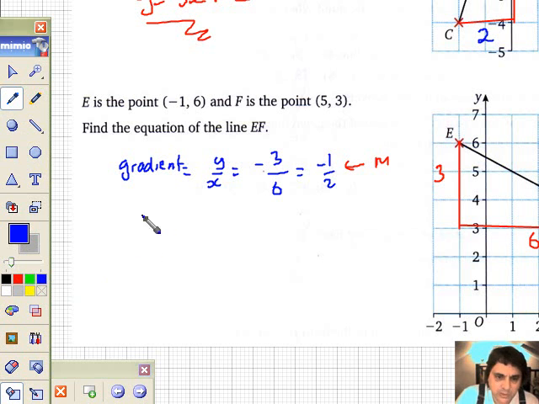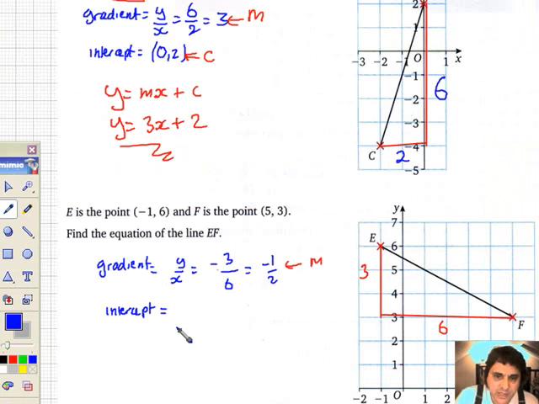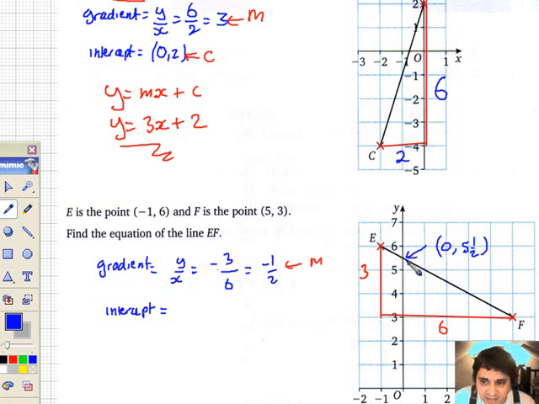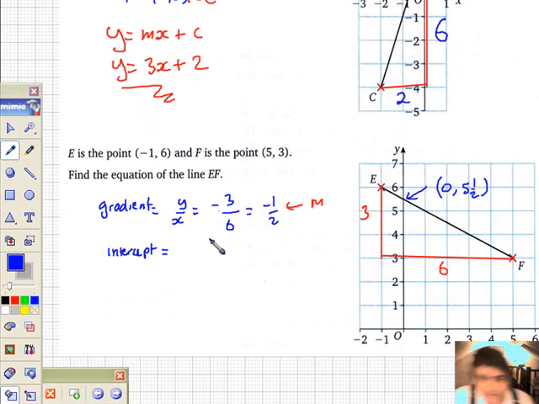Now we're going to do the intercept. It's very hard to see this, but we're going to do it anyway. It's where it crosses the y-axis. I think that's trying to be 0 along and 5.5 up. It doesn't have to be a whole number, so don't be scared if it's in between 5 and 6. It's trying to be 5.5, but I don't think it's brilliantly done. So the intercept is 0, 5.5. That is your c value.